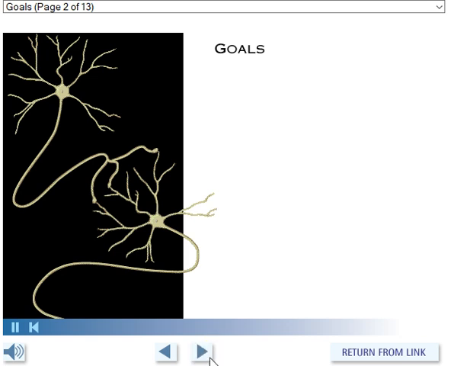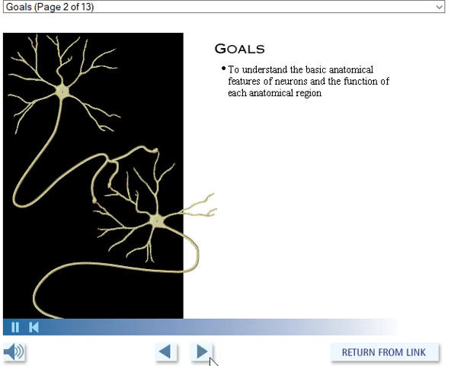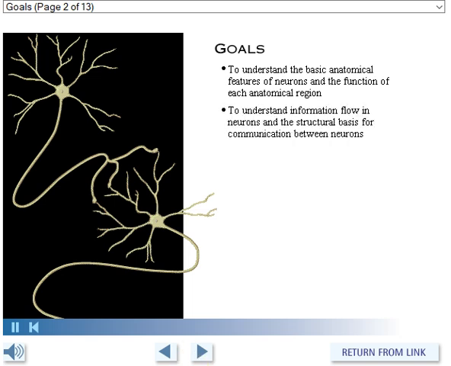Your goals for learning are to understand the basic anatomical features of neurons and the function of each anatomical region, to understand information flow in neurons and the structural basis for communication between neurons. Here's what you need to know.